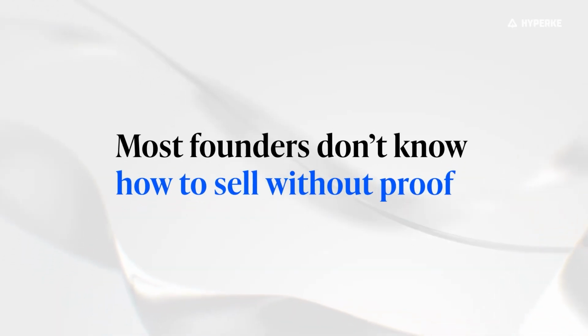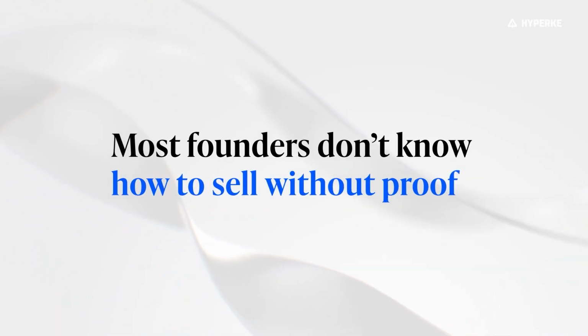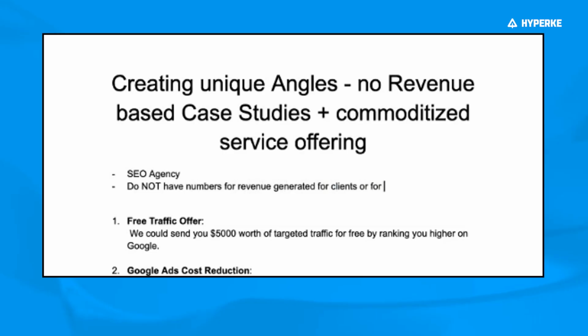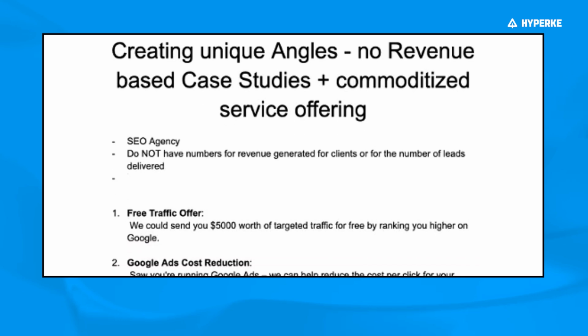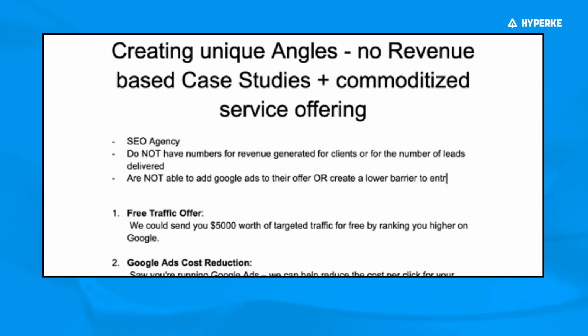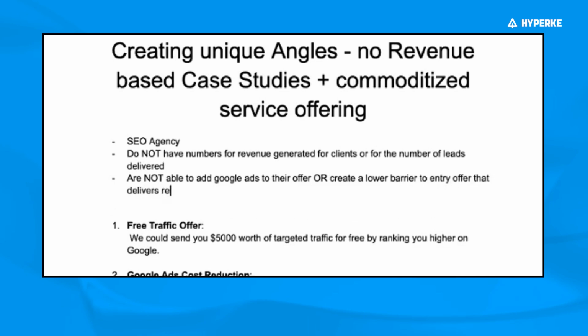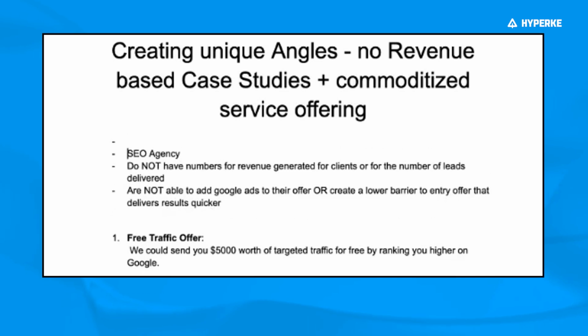They do not have numbers for revenue generated for clients or for leads, the number of leads delivered, right? Then another constraint is that we propose that they tweak or modify their offer to also include Google Ads, because Google Ads allow you to generate leads quickly, but they are not able to add Google Ads to their offer or create a lower barrier to entry offer that delivers results quicker, right? So these are the constraints we're working with.